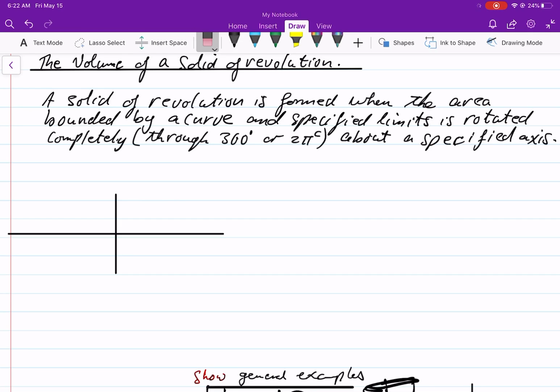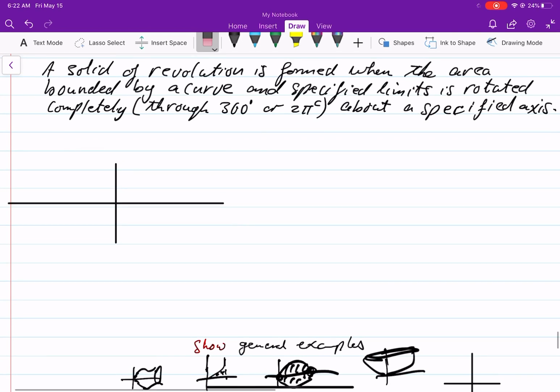The first one, I'm going to take a curve that looks like this. There's the curve, and here are the limits between here and here. Remember, it says the solid of revolution is formed in the area bounded by a curve. That's a curve, and specified limits. Well, my limits are between 0 and some value a, let's say. I'm going to take that area and completely wrap it around the x-axis. What would happen is that the x-axis now becomes a line of symmetry, and the solid will look like this.